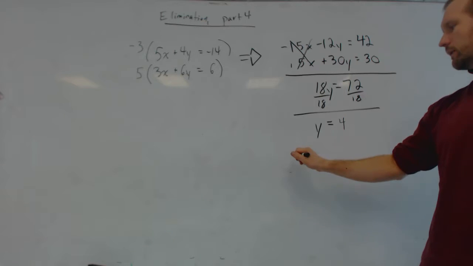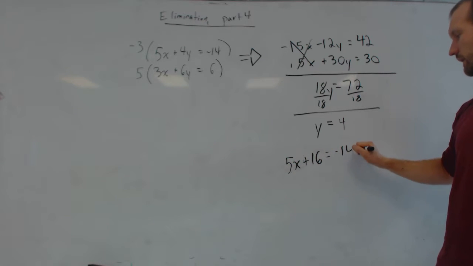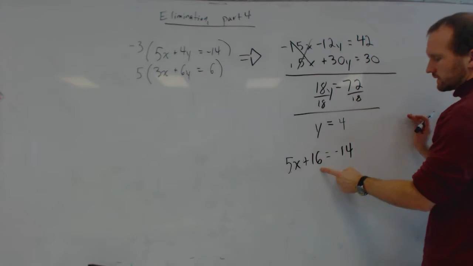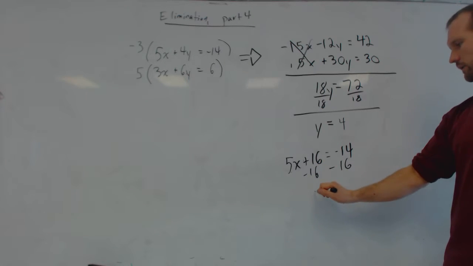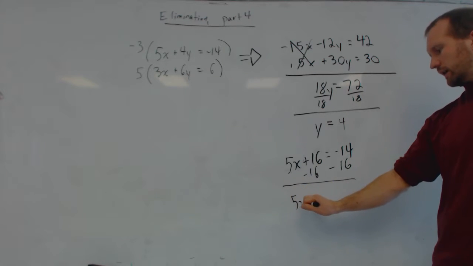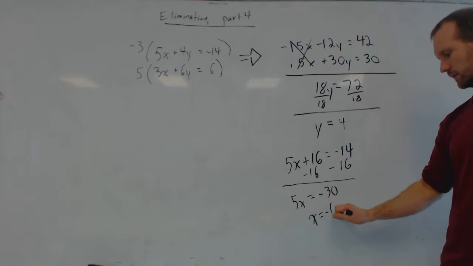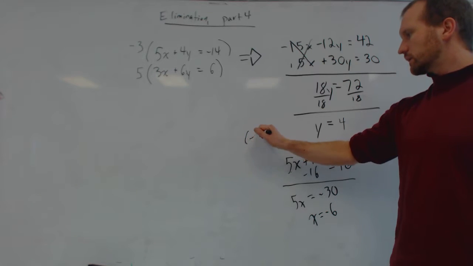Okay, plug that in. 5x plus 16 equals negative 14 because 4 times 4 is 16. Subtract 16 from both sides. 5x equals negative 30. So x equals negative 6. And my answer is negative 6.